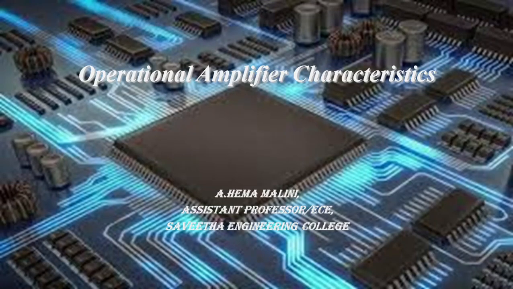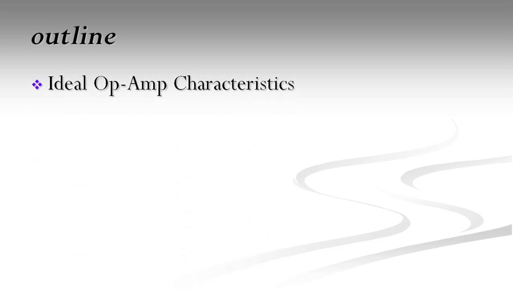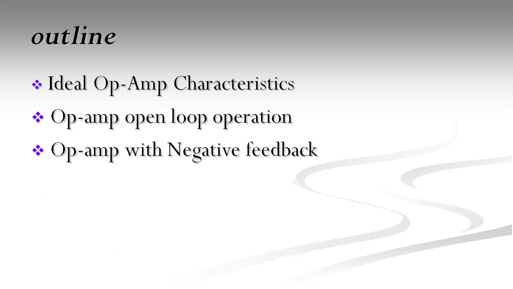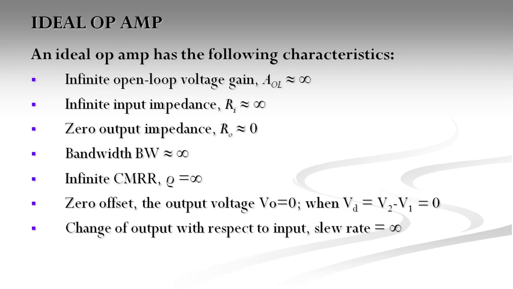Good morning all. In this video, I'm going to discuss ideal operational amplifier characteristics. The outline to be covered in today's video session: ideal op-amp characteristics, op-amp open loop operation, and op-amp with negative feedback. First, let us see the ideal op-amp. An operational amplifier is said to be ideal if it has the following characteristics.